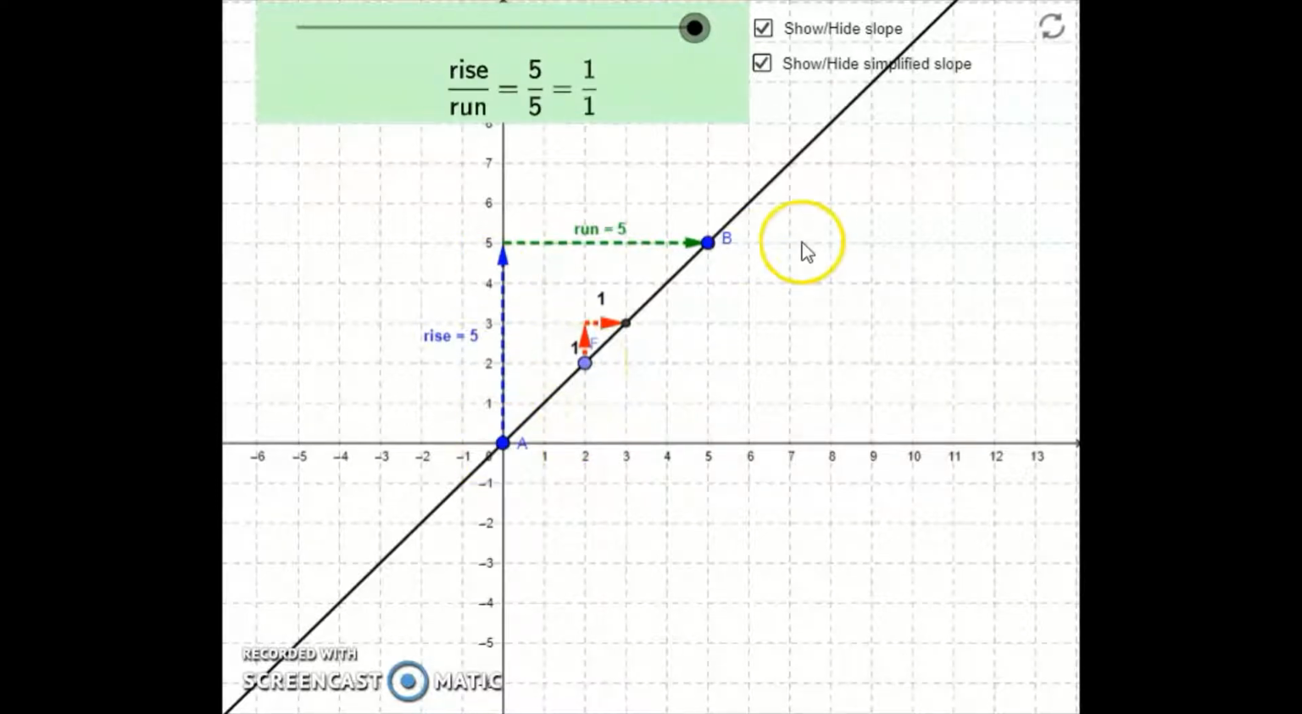Now I can count between any points here. I can start at A, go up 5 and go along 5 to B. I could start here at 2, 2 and go up 1 and along 1. I could start here or here, anywhere on this line. I'm just trying to find 2 points that meet grid lines on this line and find out how far I go up if I go along 1. So my slope is 1.